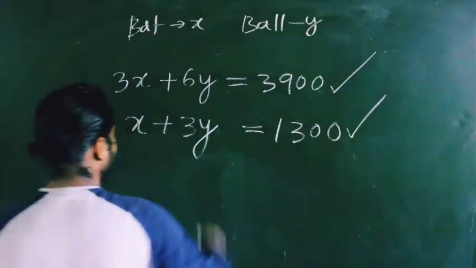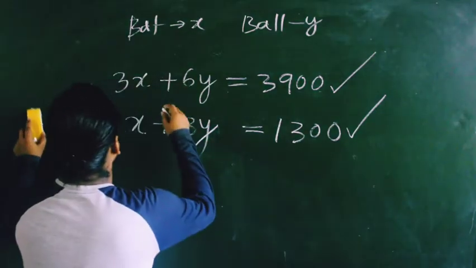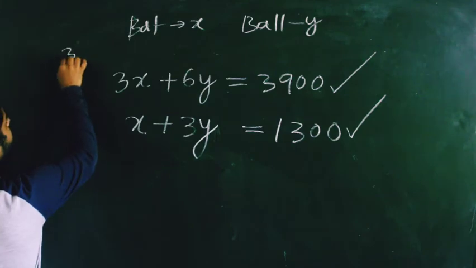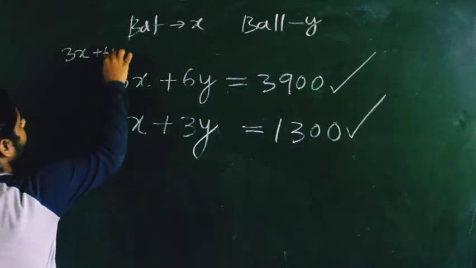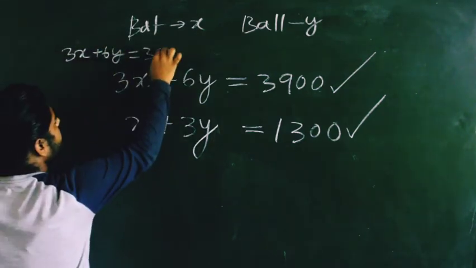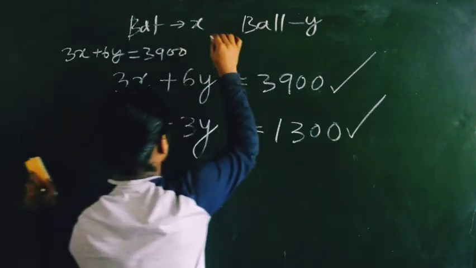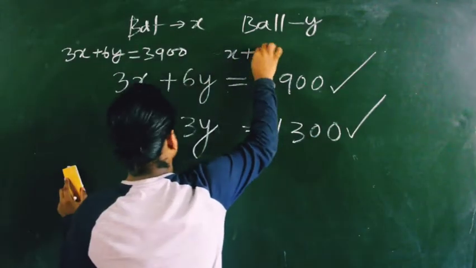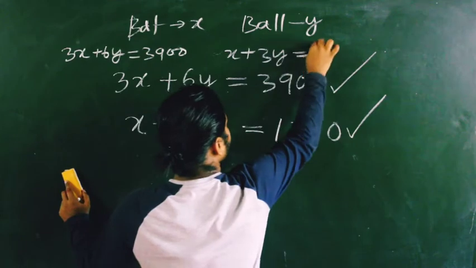So one by one we will deduce it. Let me write it in a small way. 3x plus 6y gives us 3,900 and the other is x plus 3y gives us 1,300.